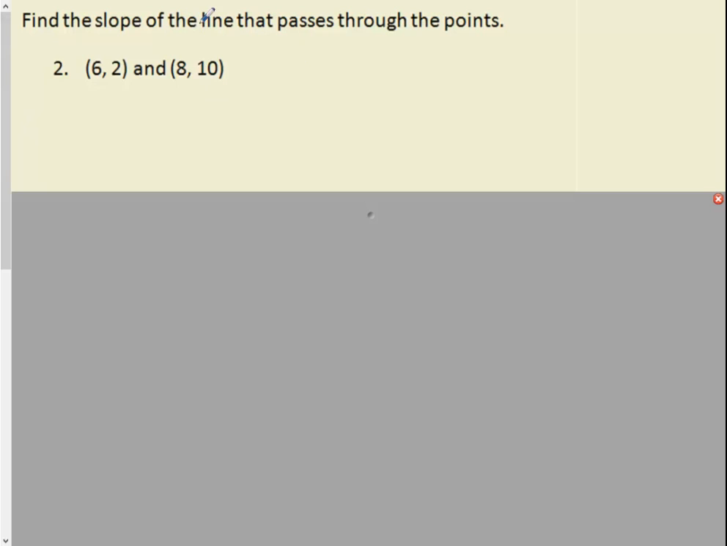In number 2, find the slope of the line that passes through the point. So here we have our coordinates, and again, it doesn't matter which one we call point 1, which one we call point 2. Let's try this. So our y2 minus y1 will be 10 minus 2. And x2 minus x1 will give us 8 minus 6. So we end up with 8 over 2, which simplifies to 4.